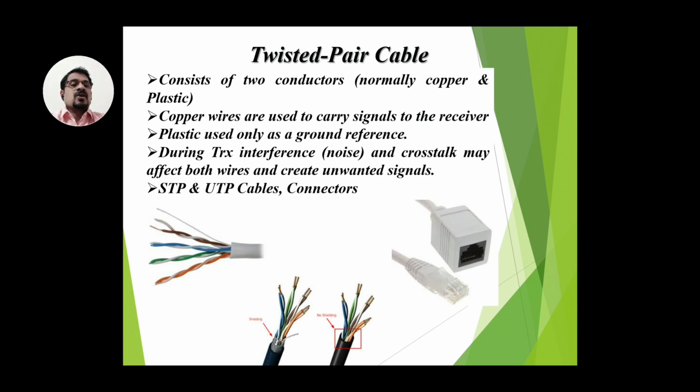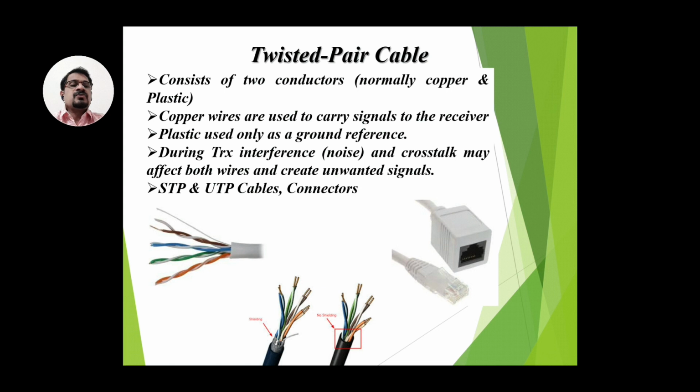There may also be crosstalk that can affect both wires and create unwanted signals along with our original information. So during transmission, different types of interference may occur, which we generally call unwanted noise over the original information. Even in twisted pair cable, we have shielded twisted pair cable and unshielded twisted pair cable.